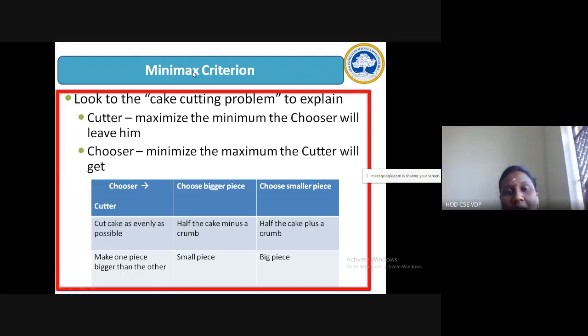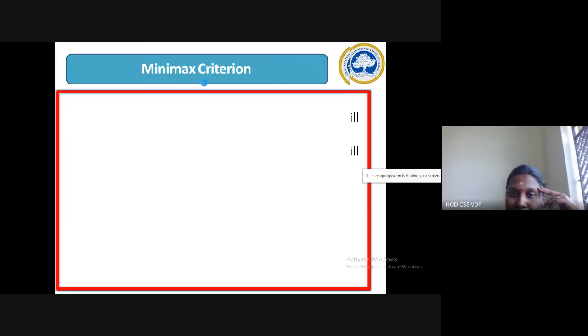As I told you, in the XO game, X's goal is to win, and O has to play in such a way that X does not win. So this is the min-max criterion. That is again a game theory problem.